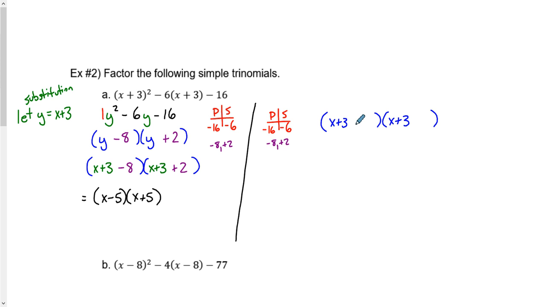After that, we have the subtract 8, and we add 2. It still comes out as x subtract 5, x add 5.